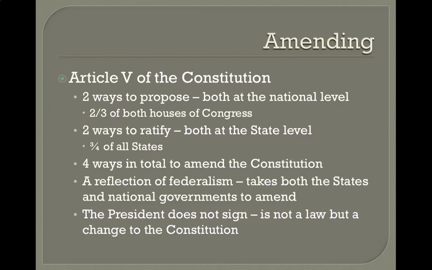Something else you need to know is this does not involve the president. The president does not sign constitutional amendments. It's not a law, but it's a change to the Constitution. So it requires Congress, 2/3 of them, and then 3/4 of the states. You have to have a combination of both of them, but the president is not involved in this process.